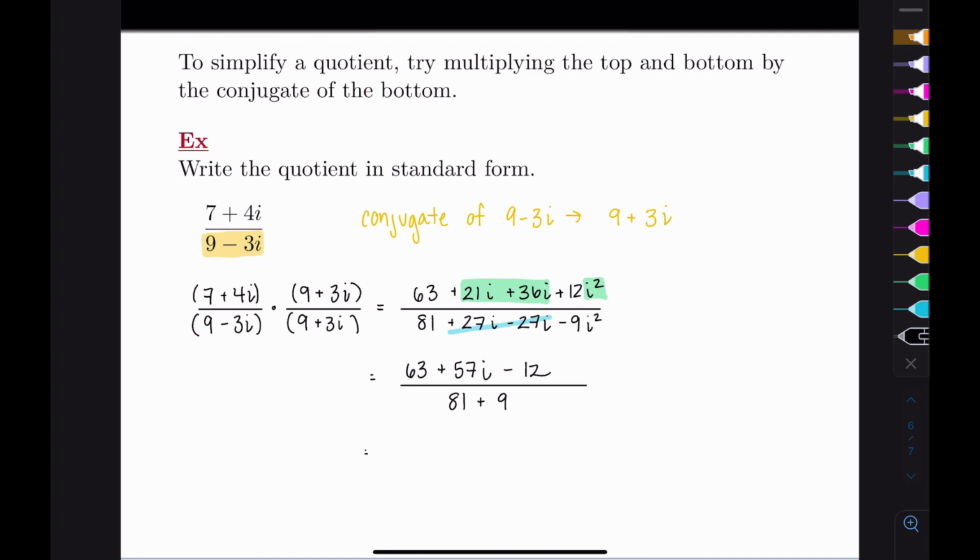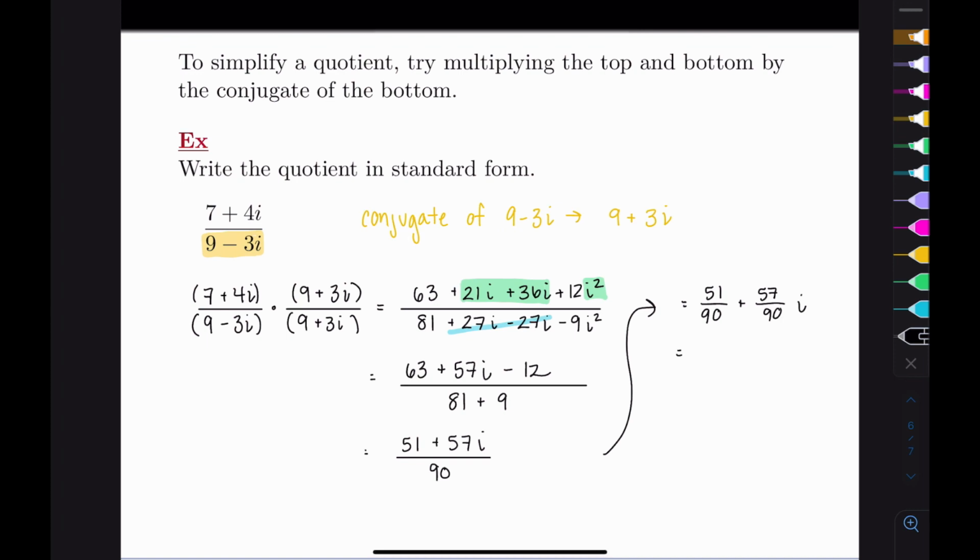So if I take 63 and I subtract 12, that gives us 51 plus 57i. And then we have 90 in the denominator. Okay. And now again, I've got to put this in standard form. This is not quite done. So I need to break each of these as 51 over 90 plus 57 over 90i.